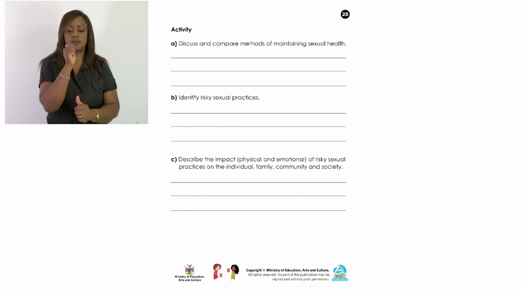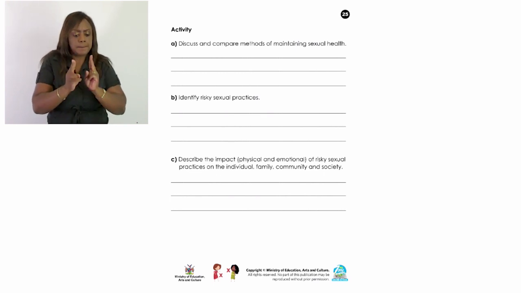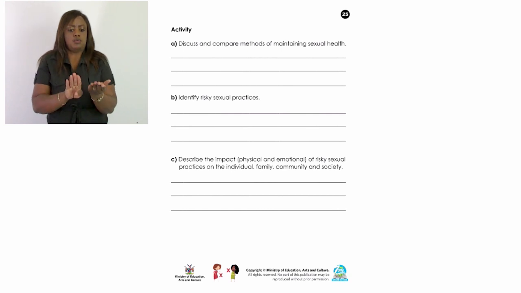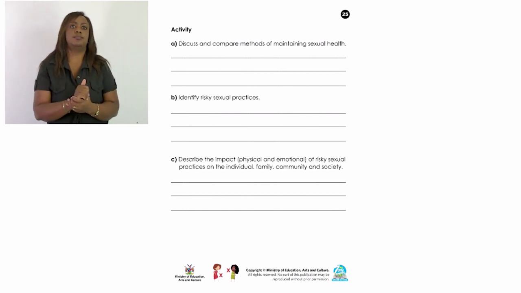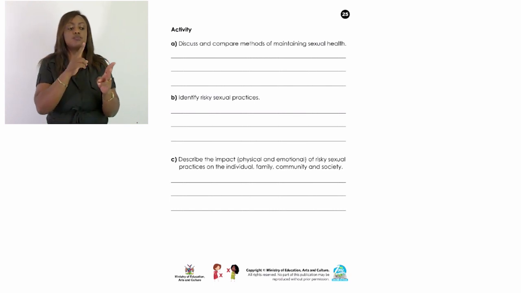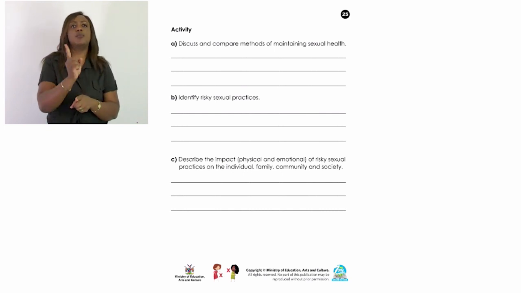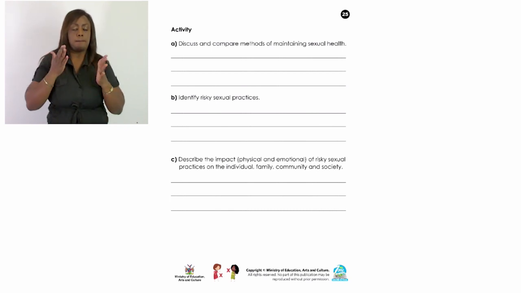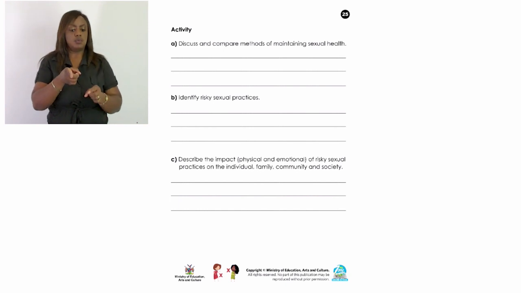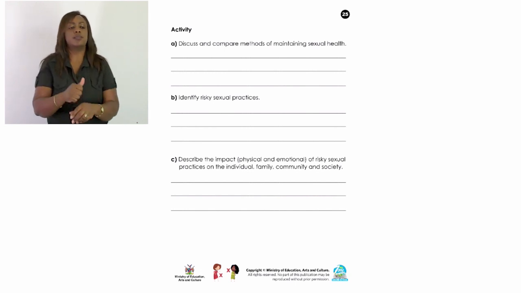A, discuss and compare methods of maintaining sexual health. Those are 3 methods that I want you to answer there. At B, identify risky sexual practices. C, describe the impact, be it physical and emotional altogether. These are the impact of risky sexual practices on the individual, on the family, community, and society.